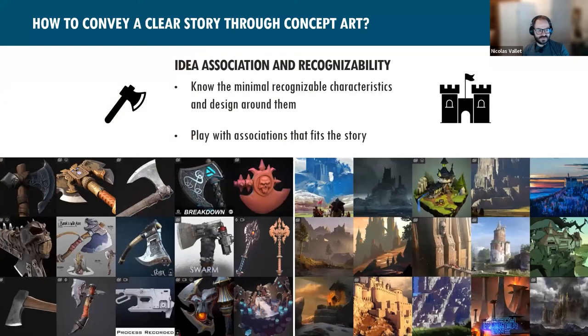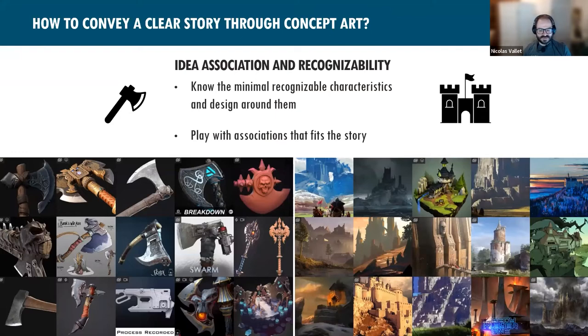The other point I like to touch on is the importance of idea association and recognizability. These are just two screenshots from researching those words on ArtStation. A thing that I found really helpful when you're trying to tell a story is that every element we encounter, every object, every environment, every character, we can often describe as an archetype. So the minimum recognizable characteristic for an object: if you say an axe, we all know what an axe is. It's a weighted blade on top of a stick. If you say a castle, it's a fortified building with walls and towers. And once you know this, you know what you need to make it recognizable for everybody. So you can start having fun and bringing your own story. And this is what's going to make it unique.